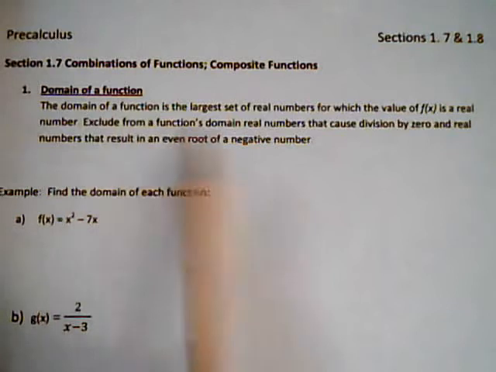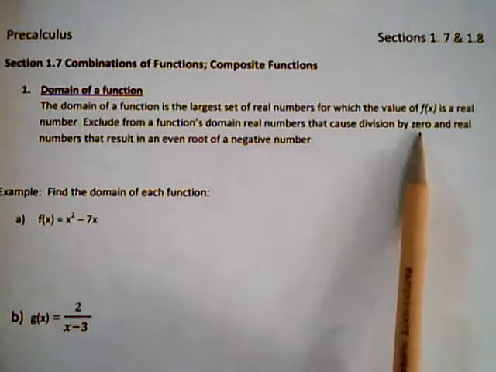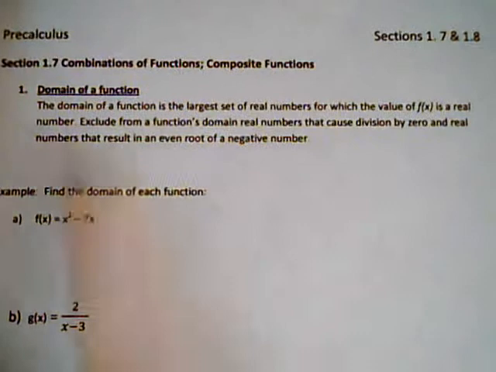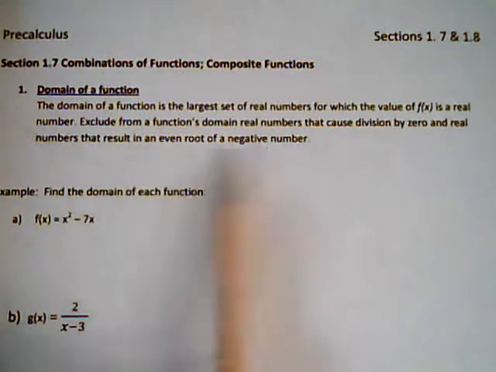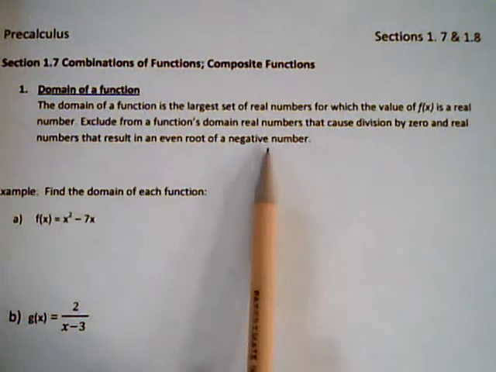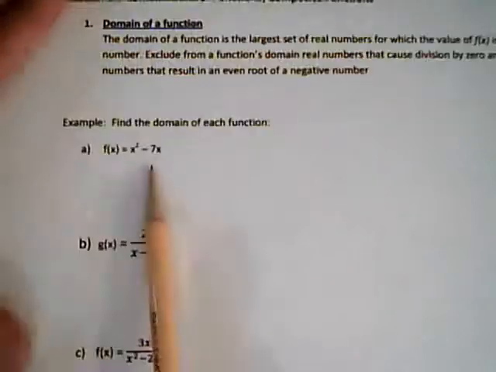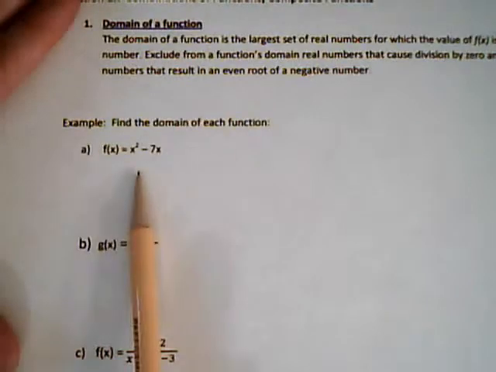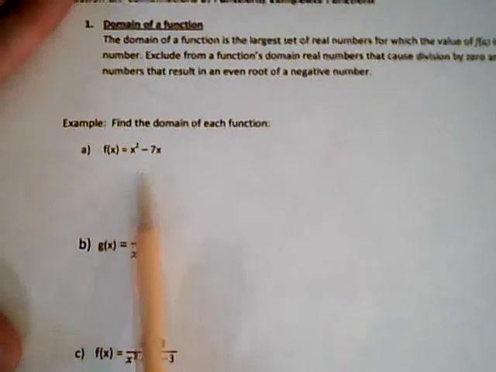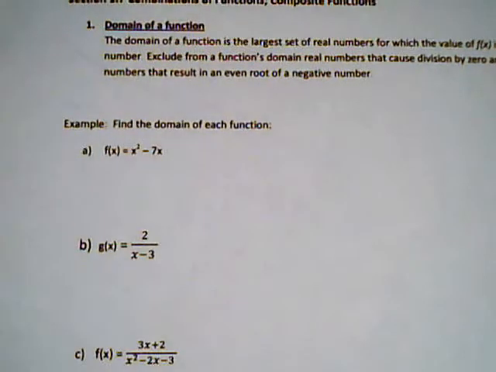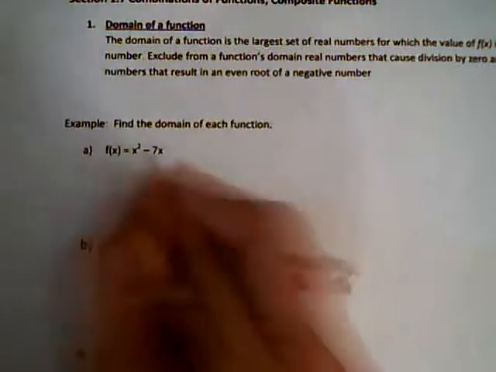Exclude from a function's domain real numbers that cause division by 0 and real numbers that result in an even root of a negative number. So for your examples, it says to find the domain of each function. If you have a function that does not contain a fraction where you have a variable in the denominator, or it does not contain a square root or an even root, then you do not have any restrictions on your domain. We can say that x can be any value.